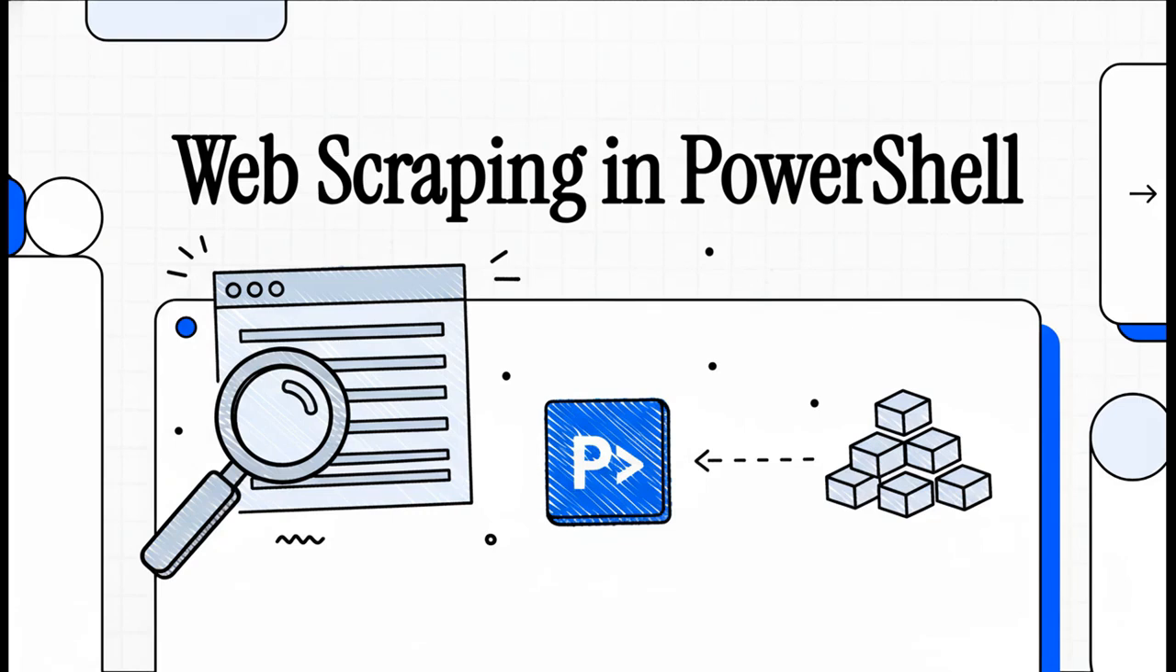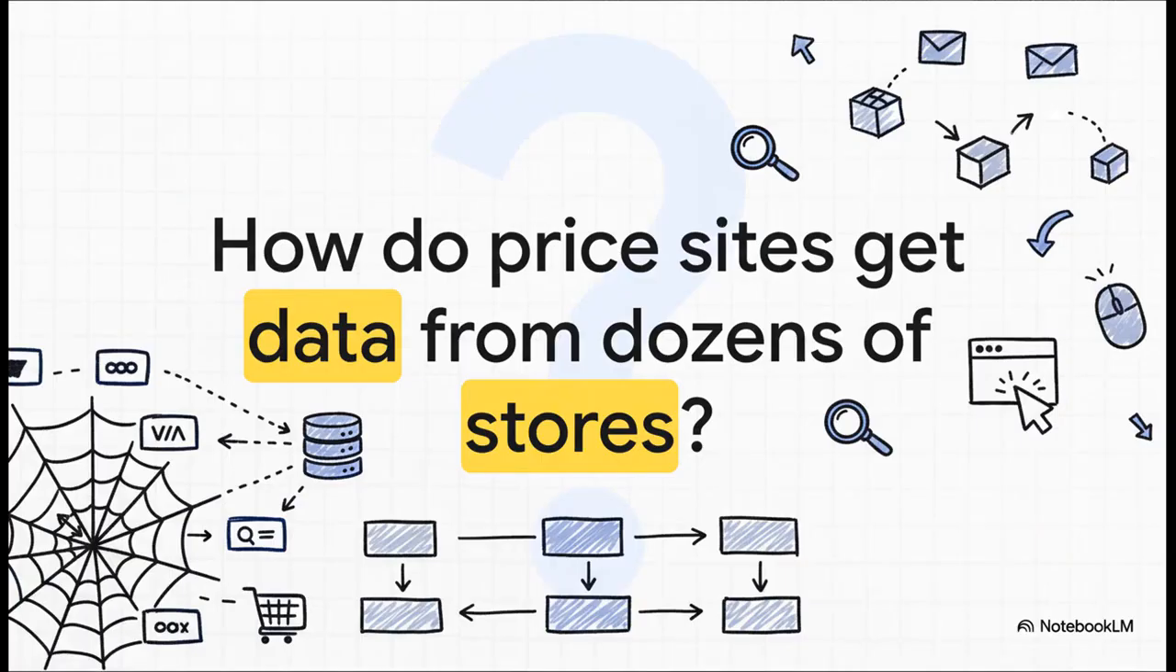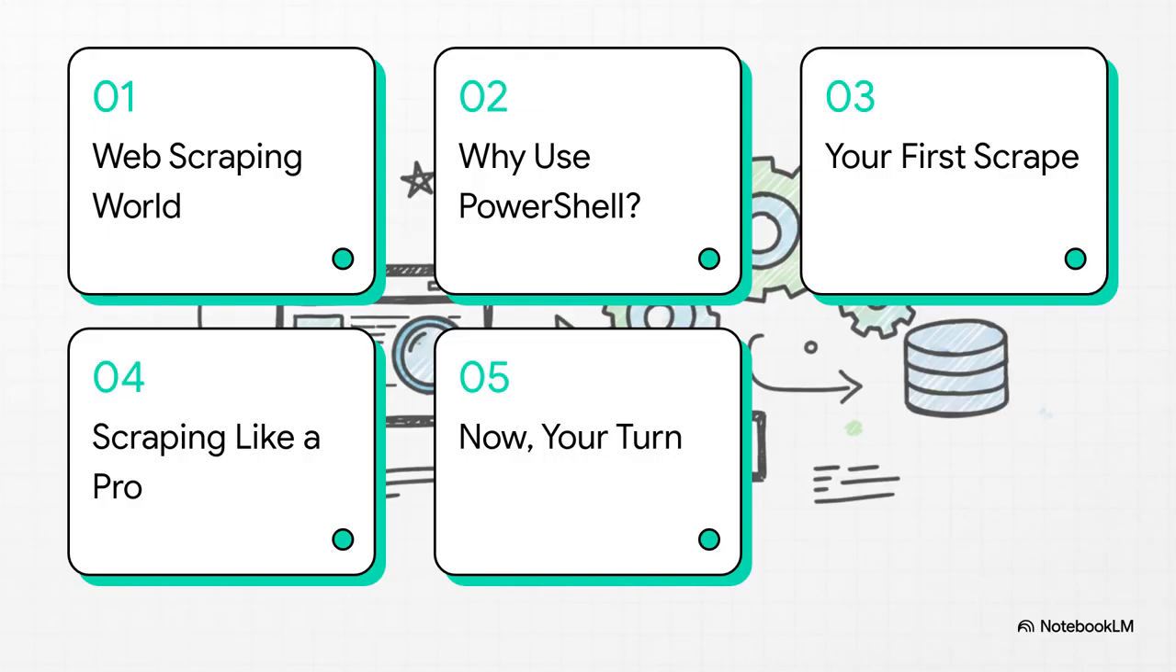Welcome to the Explainer. Today, we're going to build something cool, a tool that can automatically grab data from pretty much any website out there. And the best part, we're going to use something you likely already have right on your computer, PowerShell. Well, the magic behind that is something called web scraping. It's exactly how those sites get their info. Now, I know it sounds super technical, but trust me, it's way more accessible than you'd think. All right, let's get right into it.